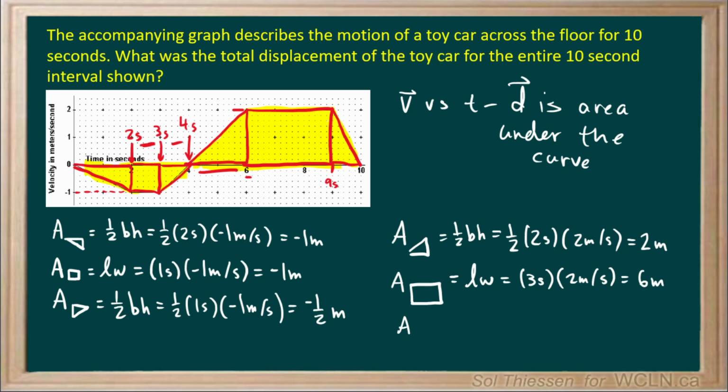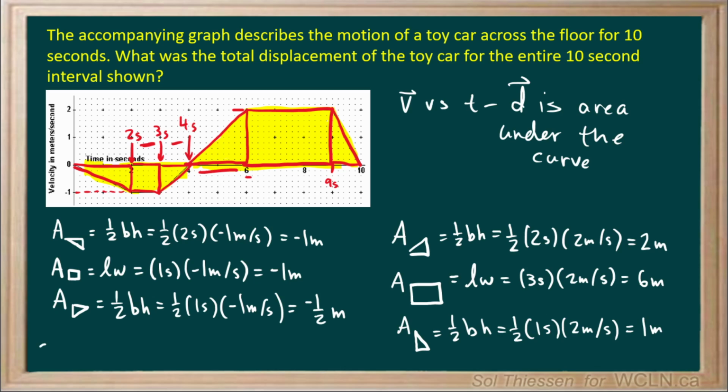And then finally the area of the last triangular segment, which looks like this, is also going to be 1/2 base times height. The base is just 1 second. The height is 2 meters per second. And so it'll be a displacement of positive 1 meter.